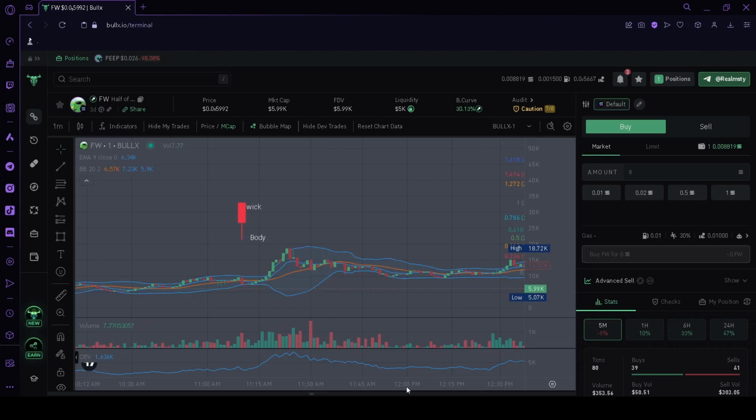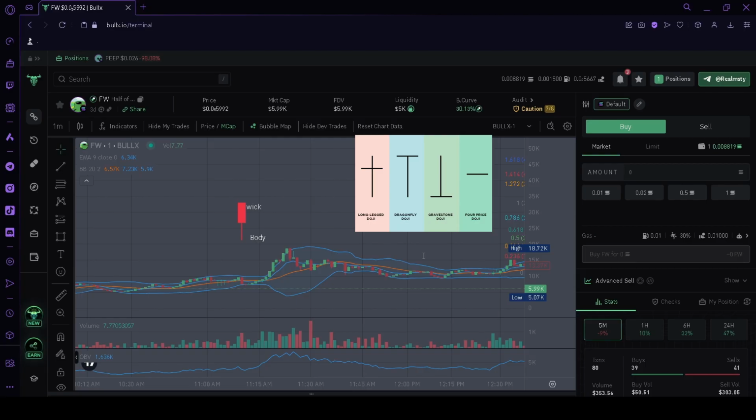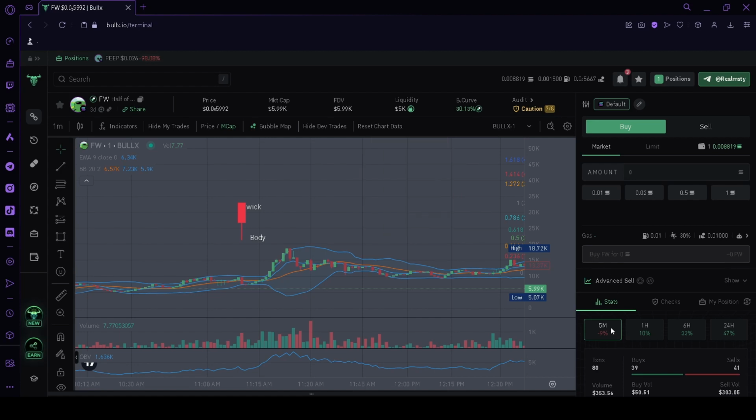So what candlestick patterns can we show you? The first one is a doji candle. I'll put that on the screen right here. A doji candle indicates indecision in the market. If it forms at the top of a bullish trend, it could signal a reversal or exhaustion in buying momentum.